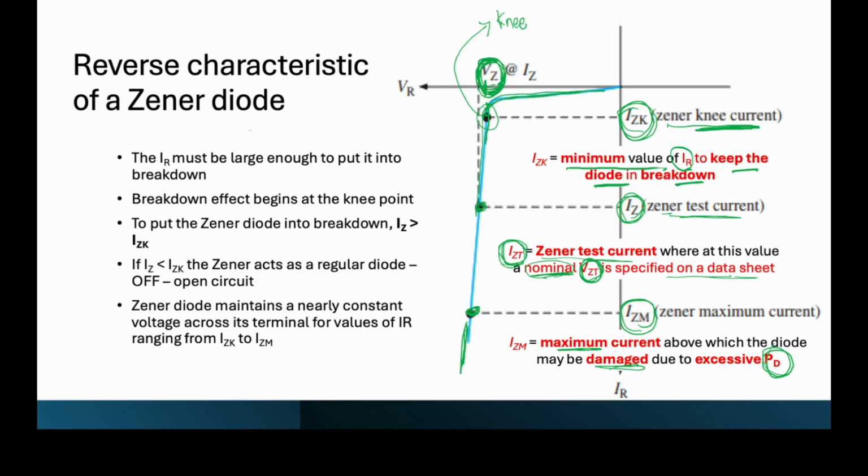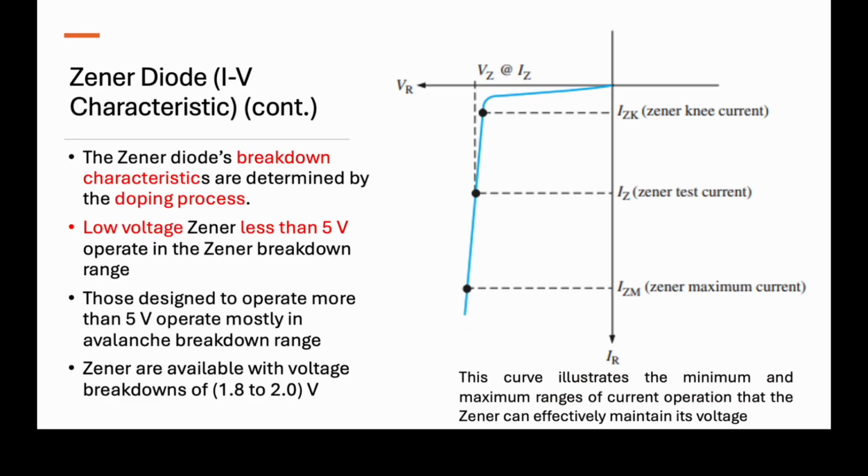All right, so we can say here, low voltage Zeners less than 5 volts operate in the Zener breakdown range, and those designed to operate at more than 5 volts operate mostly in the avalanche breakdown range. Zeners are available with breakdown voltages from 1.8 to 2.0 volts.